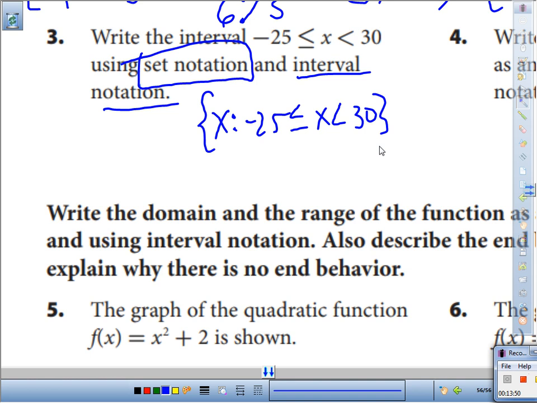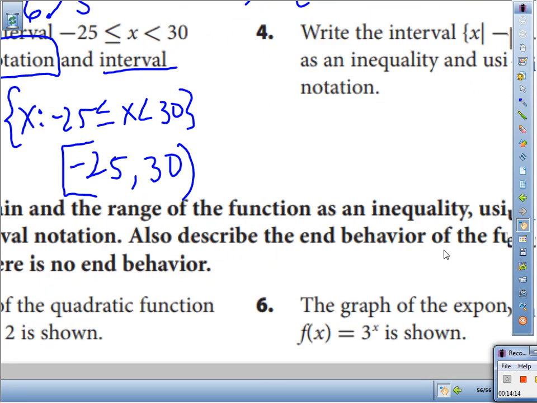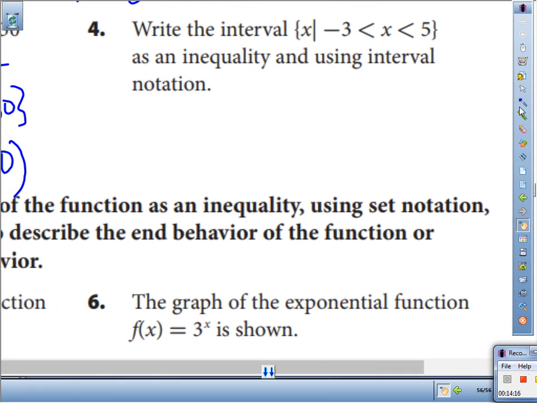So far so good? Interval notation. What are my dividing points? Negative 25, comma, 30. Question, is negative 25 included? Yes, so it's a bracket. Is 30 included? It's parentheses. Okay? All right. And last but not least, on number 4, Jake, wake up.